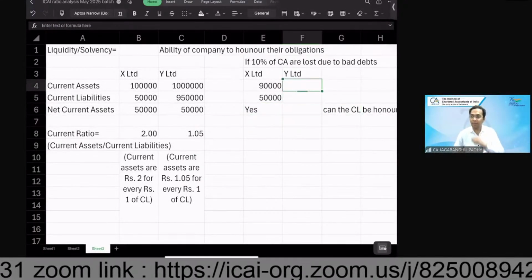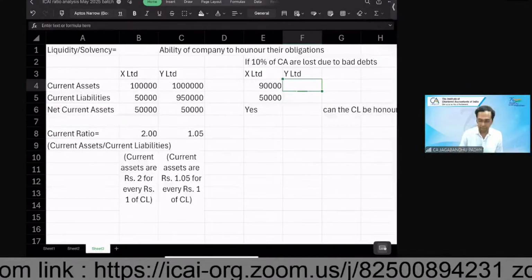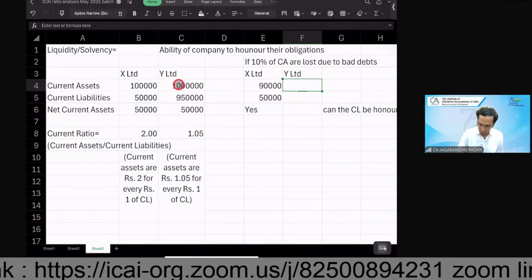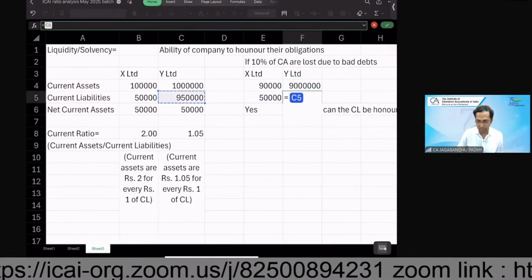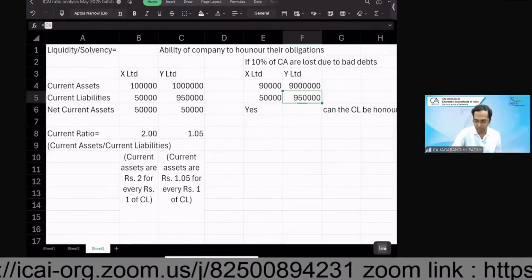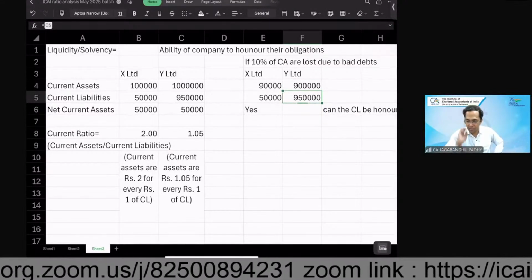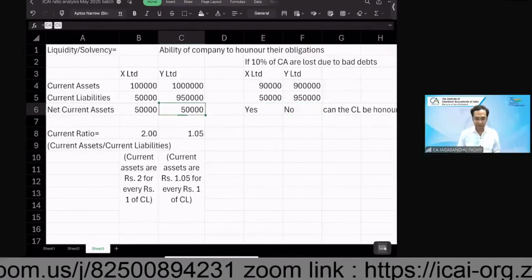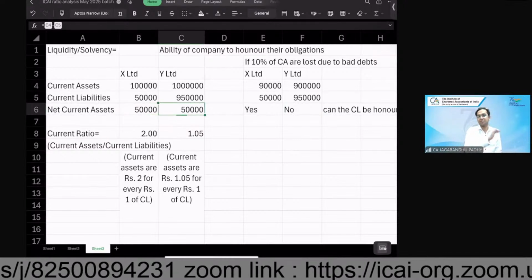Yes. But what would happen with Y? Current assets is 10 lakh. Now the revised current assets will become 9 lakh, but your current liability is 9,50,000. So tell me, are you in a position to honor your current liabilities? No. And therefore we say X is more safe. X has a greater degree of liquidity as compared to Y.